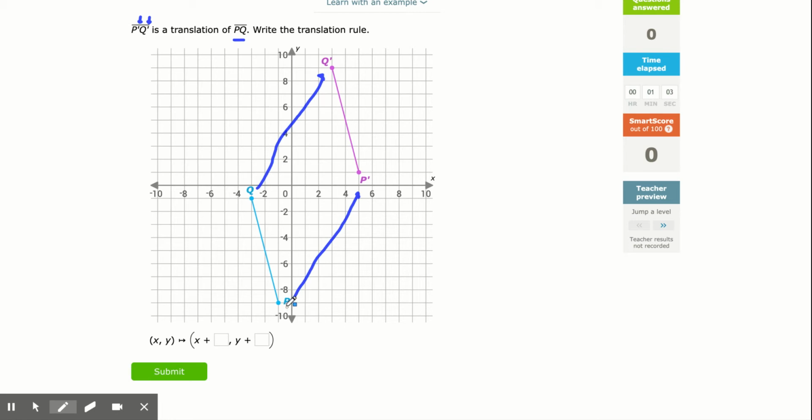Every X value has shifted to the right, and we find out we've shifted over 1, 2, 3, 4, 5, 6. So I've added 6 to my X values. And then I went from a -9 all the way up to a +1. I increased by 10. And again, there's nothing wrong if you want to count 1, 2, 3, 4, 5, 6, 7, 8, 9, 10. But I think it's easier to go from -9 to +1 is an increase of 10.